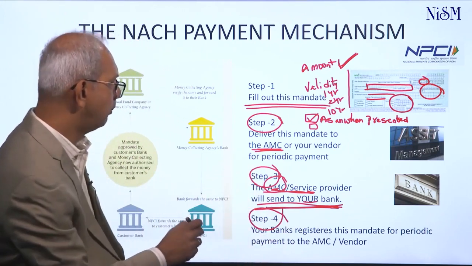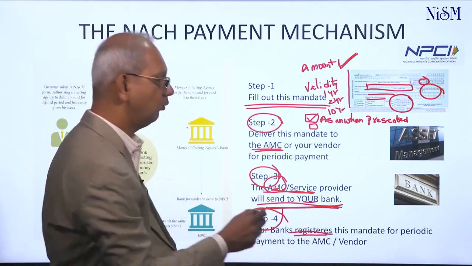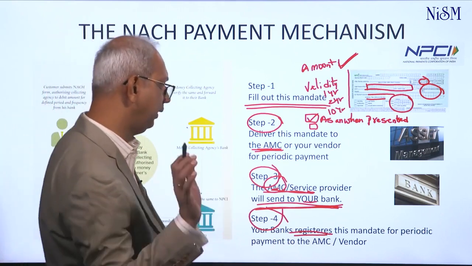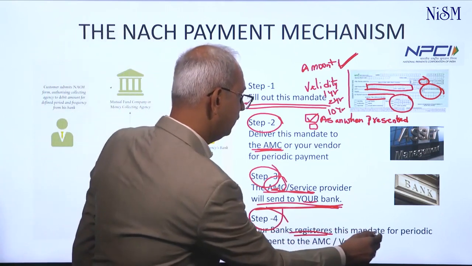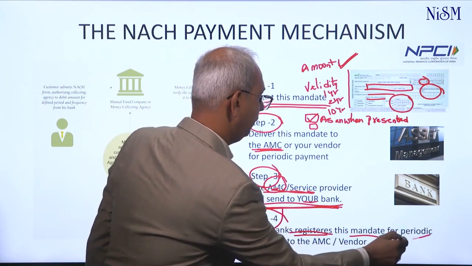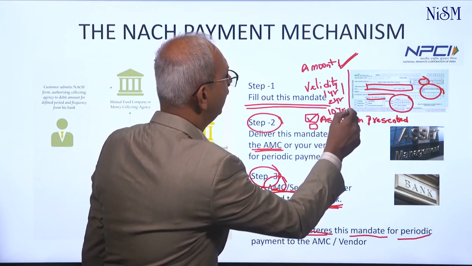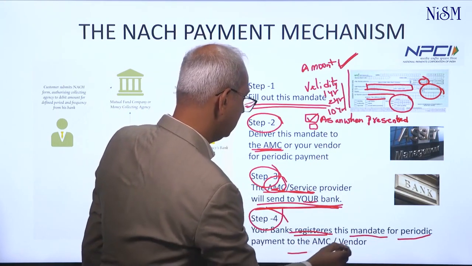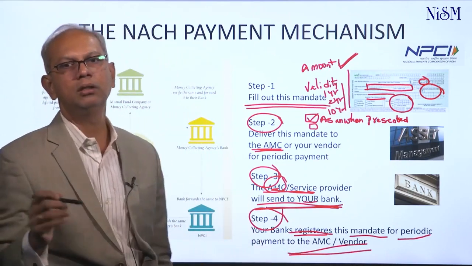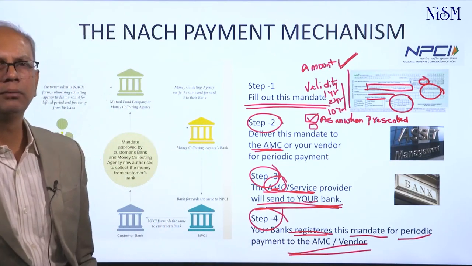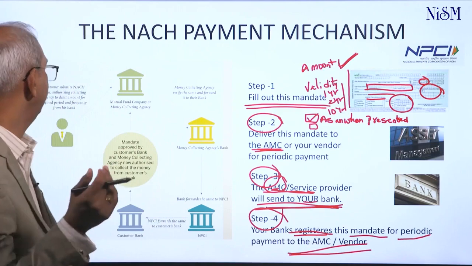So in step 4, the bank registers this mandate. The registration is a one-time activity typically. It registers this mandate again based on periodic payment. So, based on whatever details we have filled here and the validity, it is going to check the validity also, and then the payments are going to be honored by your bank to the vendor or the AMC.